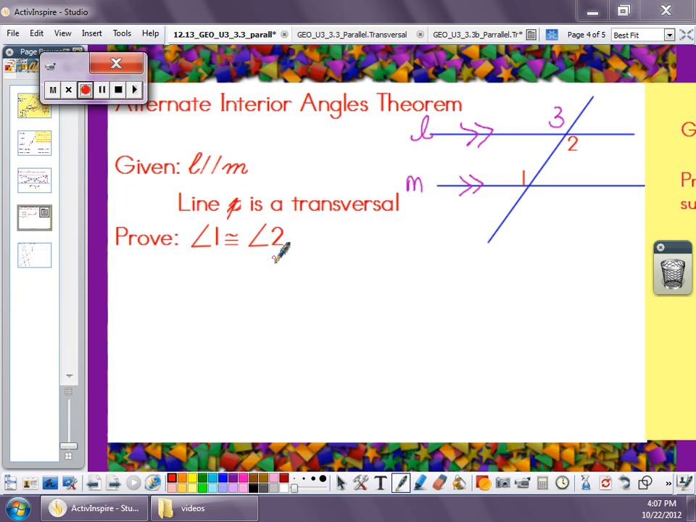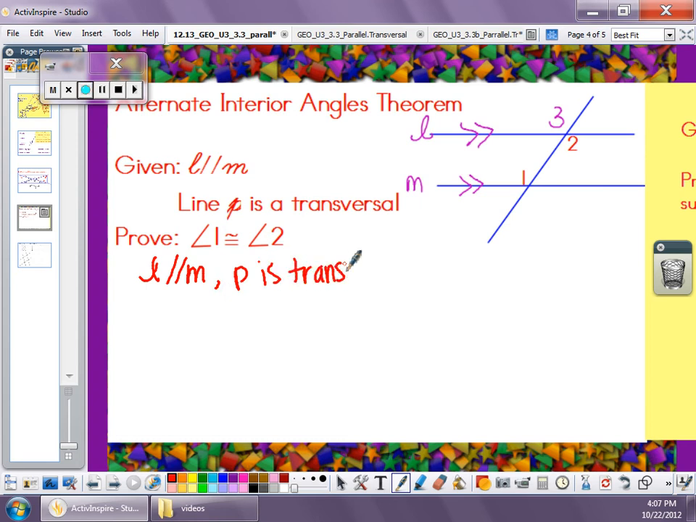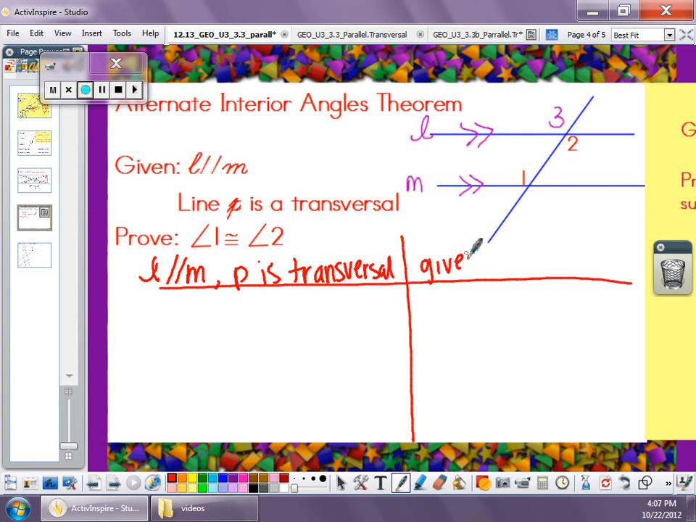Alright, so it wouldn't be geometry without some proof, so let's go ahead and take a minute to prove these. Alright, so here we go. I'm going to start with my given that L and M are parallel and that P is my transversal. And I will say that is just given.